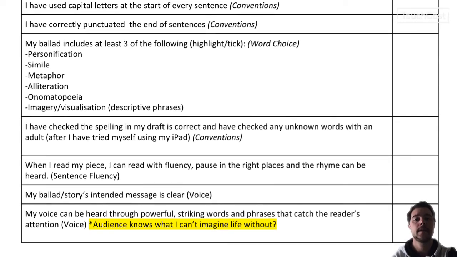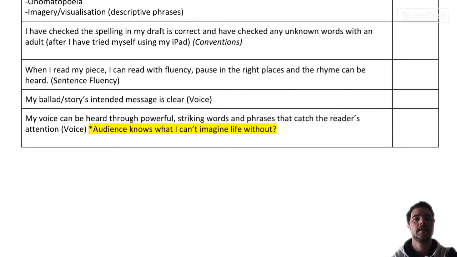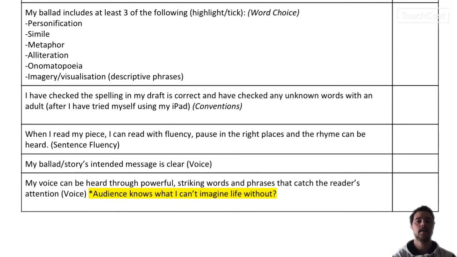My ballad story's intended message is clear. So that's very similar to the top one. And then this last one, my voice can be heard through powerful, striking words and phrases that catch the reader's attention. So we talked about using that figurative language just before. It needs to be purposeful. So do you want to create an image or create a feeling for your reader of frustration or fear or happiness or joy or humor? The language you use is going to form that.